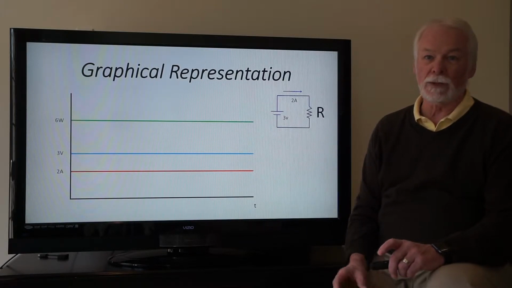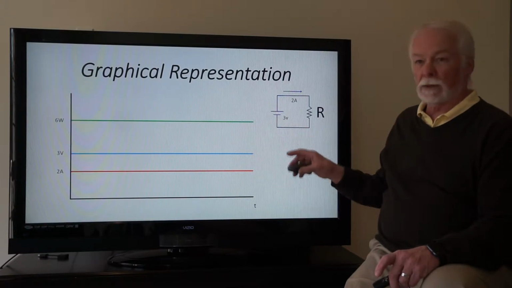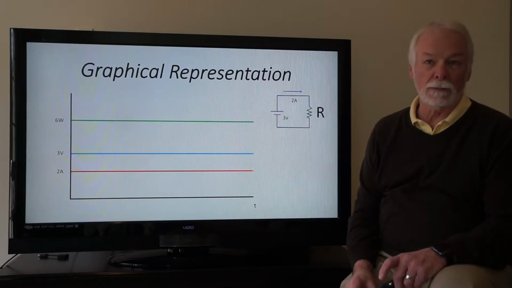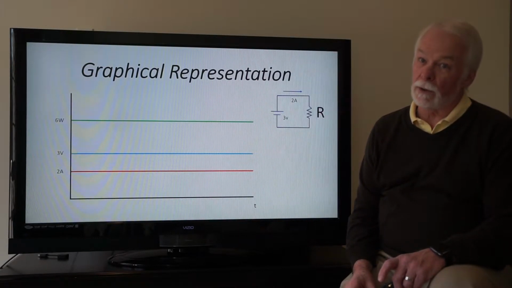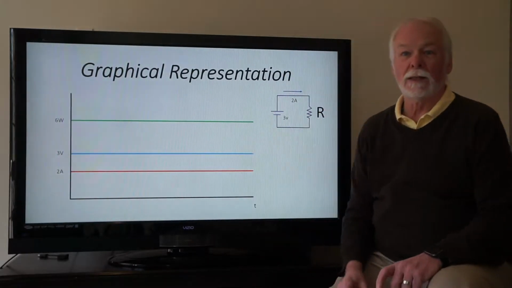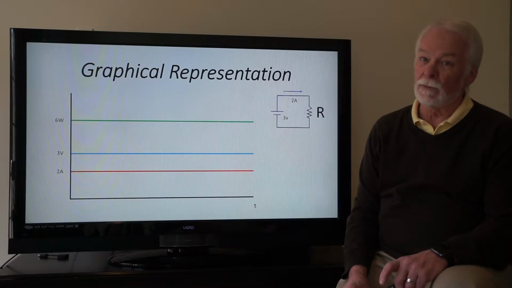And as you can see from the schematic, the supplied voltage is 3 volts. The load is drawing 2 amps. So the power computed as volts times amps, or 3 times 2, is 6 watts. Now, please notice in a DC circuit, all 3 of those quantities are constant. Therefore, their graphs are a straight line.